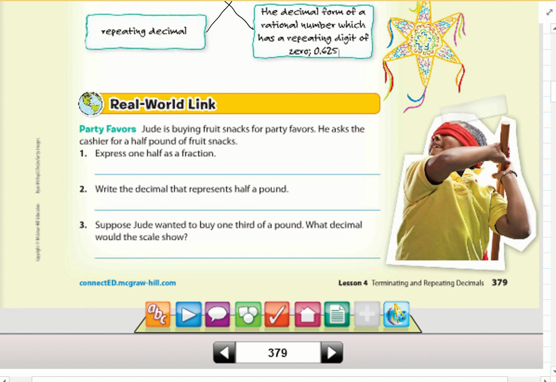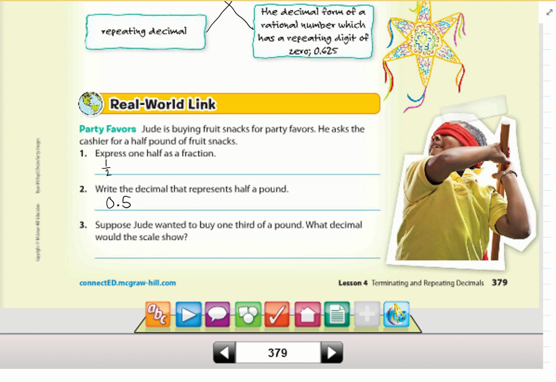So now the real world link. It says Jude is buying fruit snacks for party favors. He asks the cashier for a half pound of fruit snacks. Express 1/2 as a fraction. So 1/2 as a fraction is going to be 1/2. Write the decimal that represents half a pound. A half as a decimal is going to be 5/10.